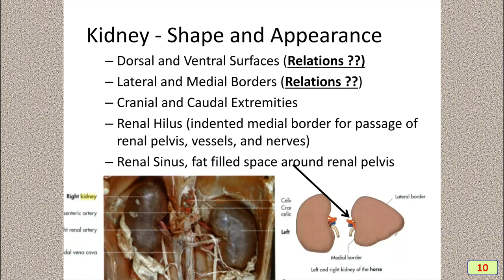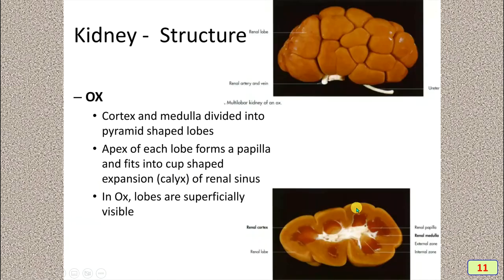On kidney shape and appearance: dorsal and ventral surfaces are there, cranial and caudal extremities, then the renal hilus, an indented medial border for passage of the renal pelvis, vessels and nerves. And the renal sinus is a fat-filled space around the renal pelvis.